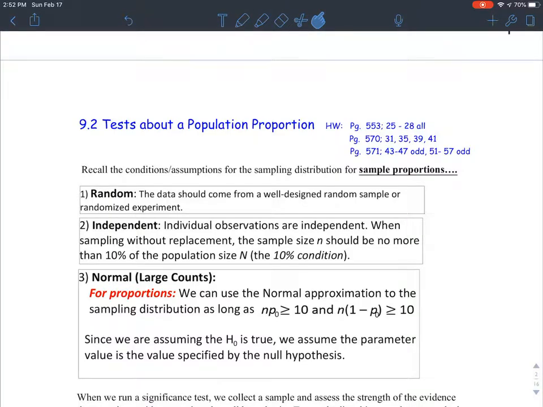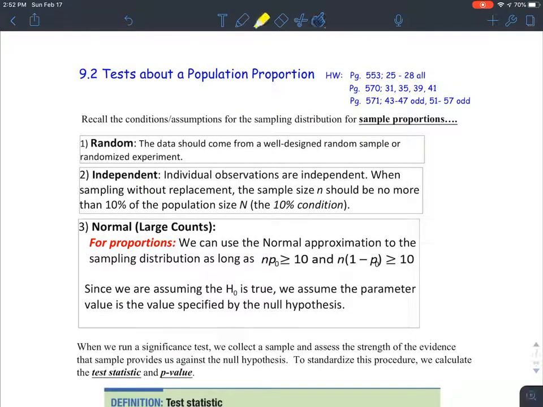Okay, section 9.2 starts out where we really start going through the full process of a significance test, where we're going to test a claim that's been made about a population proportion. And if you recall, as we've been working through these various proportion problems, actually since chapter 7, when we did the sampling distributions for proportions, we had three different conditions that we had to check. These should sound familiar at this point.